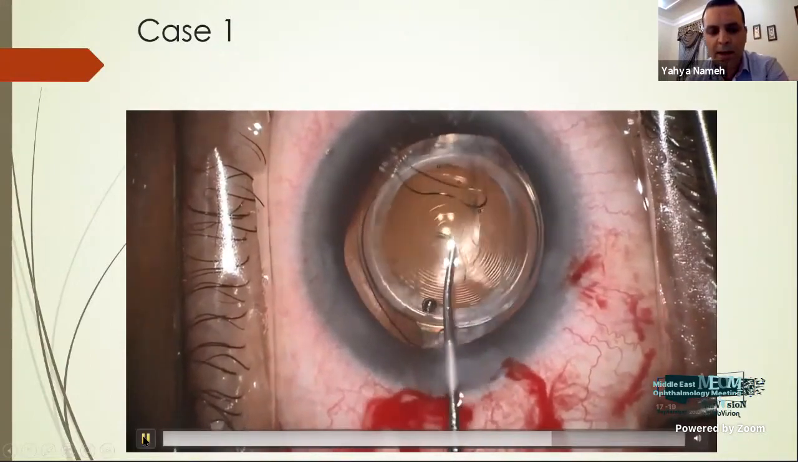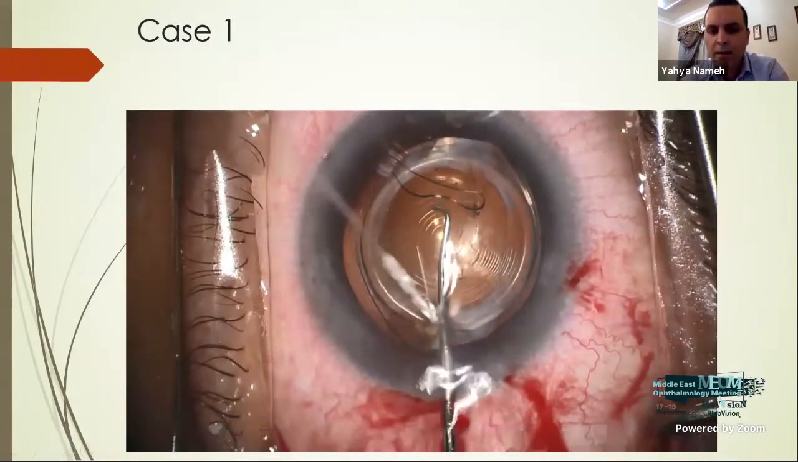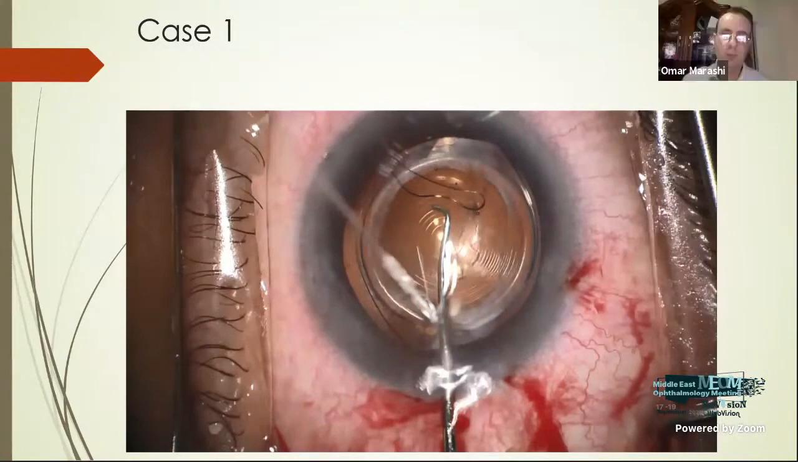So if you were in my situation, what do you suggest? Do you suggest leaving this Sulcoflex lens in place and positioning the trailing haptic in the sulcus inferiorly at 6 o'clock to support the lens, or extracting the Sulcoflex IOL? What do you suggest? I will usually extract this IOL because it will have a sunset sooner or later.